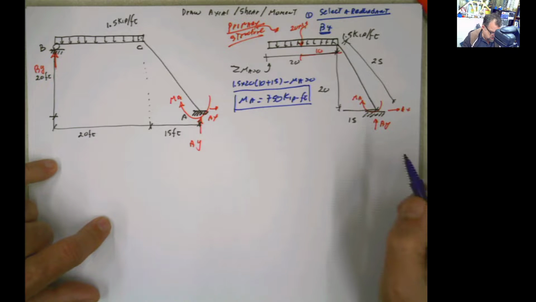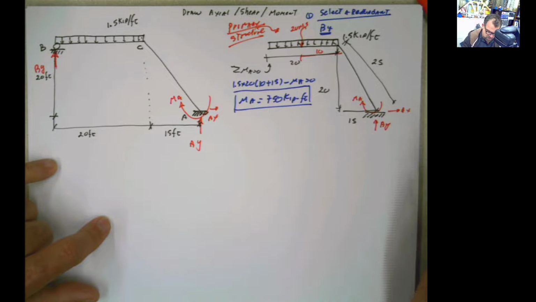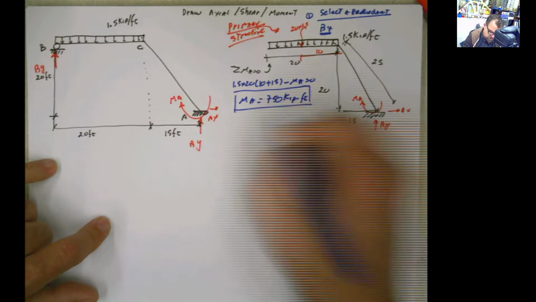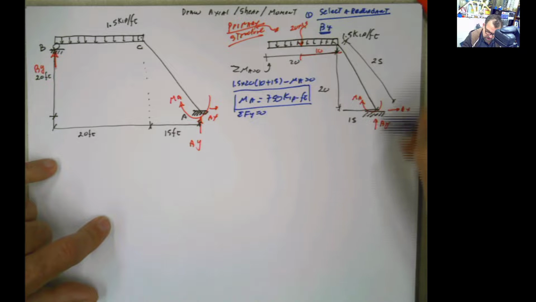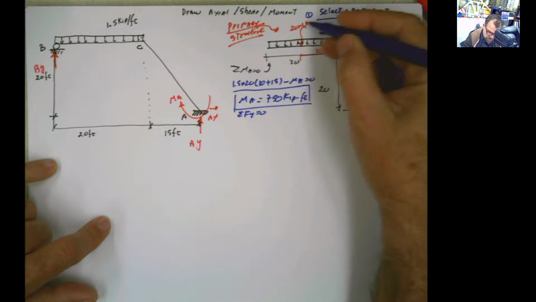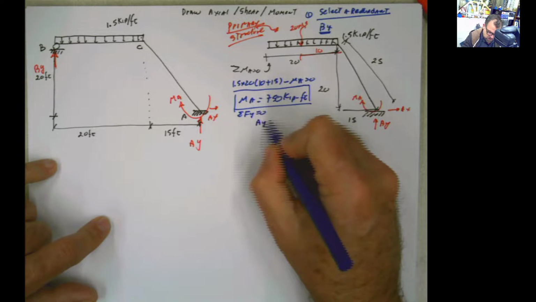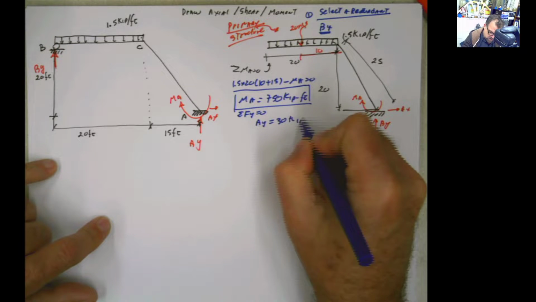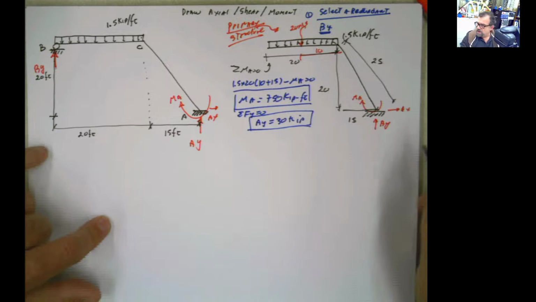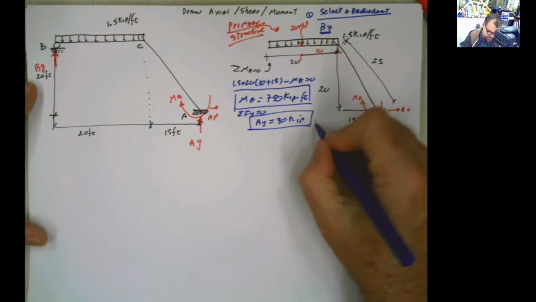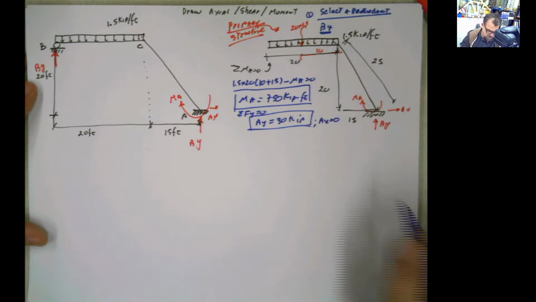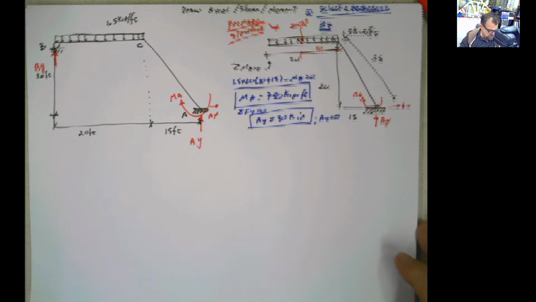Moment reaction calculated. Then we can do summation of forces in y equals 0. So I have AY minus 20 times 1.5 equals 0, so AY equals 30 kips. And of course, because I don't have any reaction in the x direction, AX is 0. Okay, this is what it is.